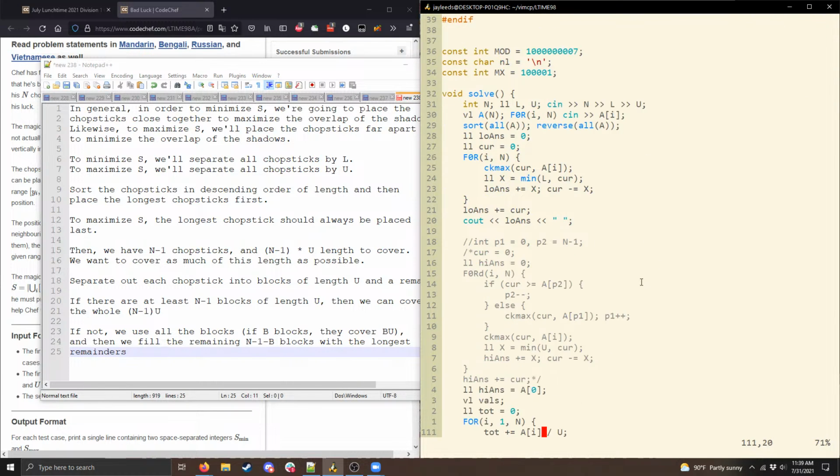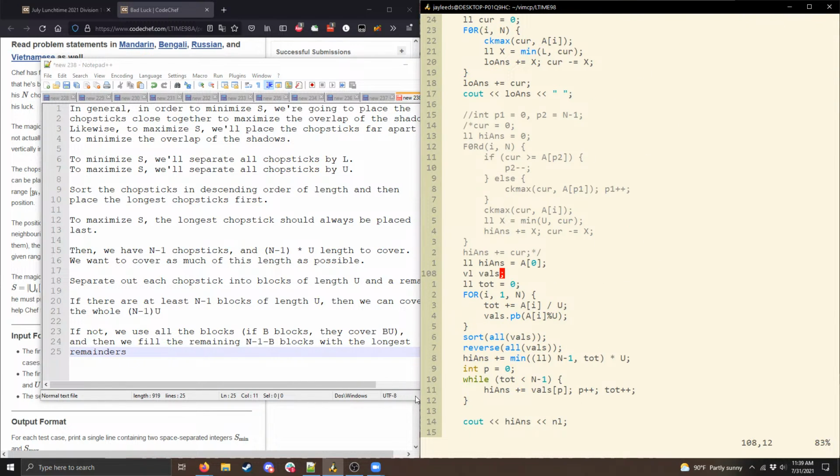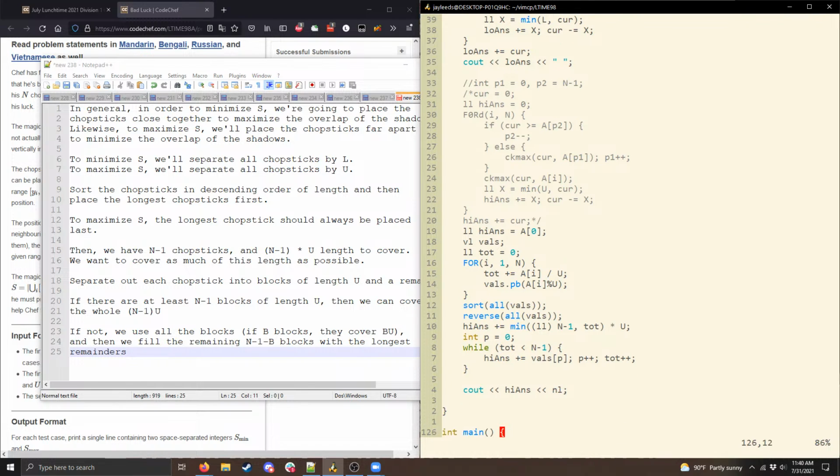So, all right. What I do is vals is going to store the remainder, and tot is going to store the number of blocks. And so I iterate over those. I've still got it sorted in descending order. So I initialize the answer to just cover the length of this longest block that we put last. And then I sort the values in descending order. And then I add at most n-1 blocks to the answer. And while there are fewer than n-1 blocks that we've taken, I add a new remainder to the answer. And that's the problem. Yeah, fun problem, a little bit tricky, but nothing we can't handle.